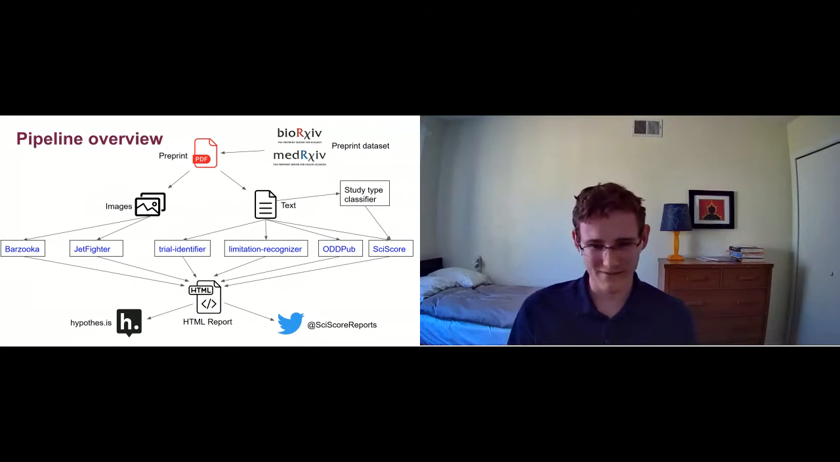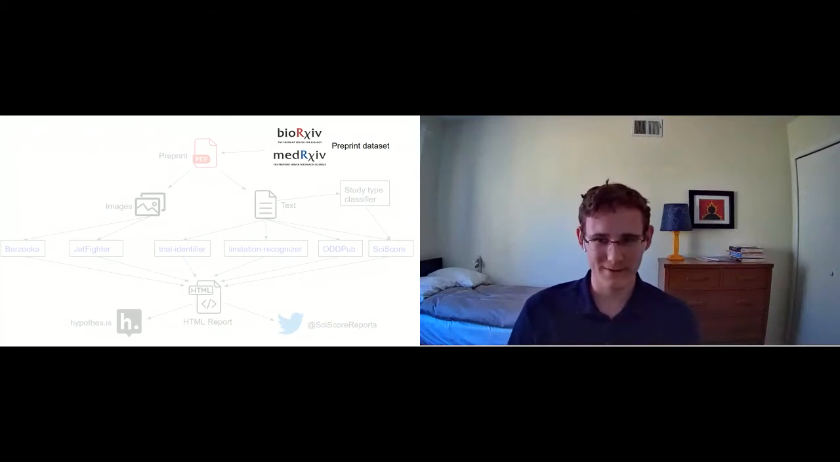And we combined the results from all these tools into a single HTML report, which we then published to Hypothesis, which is a web tool that allows others to see the report in front of the preprint. And we also had a SciScore Reports Twitter account, which we used to share these reports. And we also implemented a study type classifier, which classifies papers as either a modeling paper or a non-modeling paper, to change the criteria that SciScore uses to judge papers on.